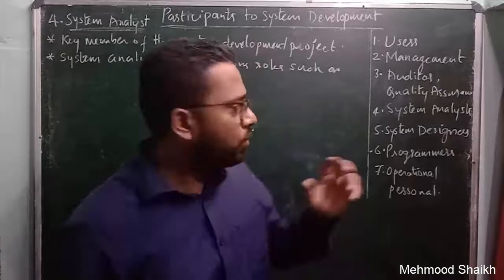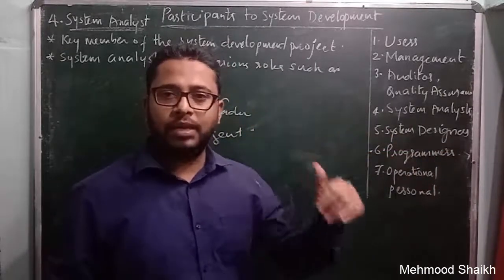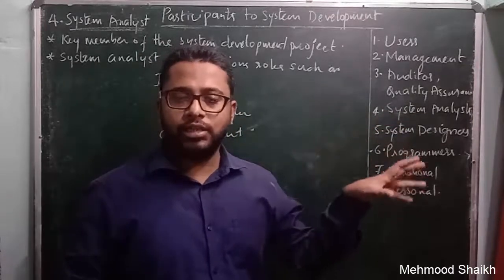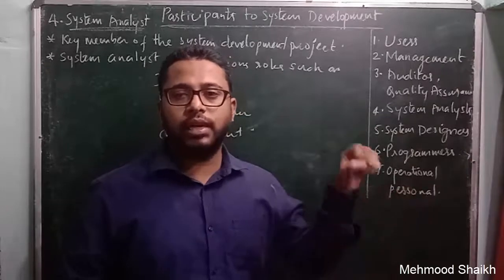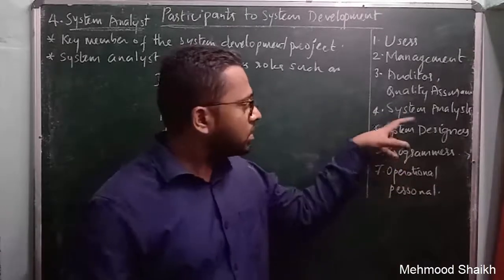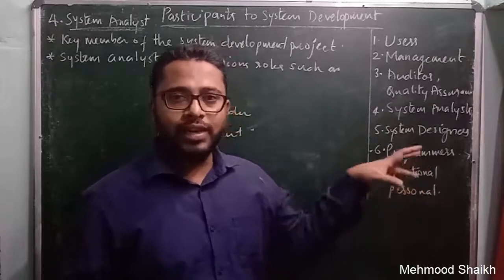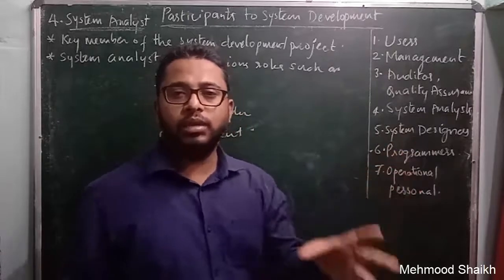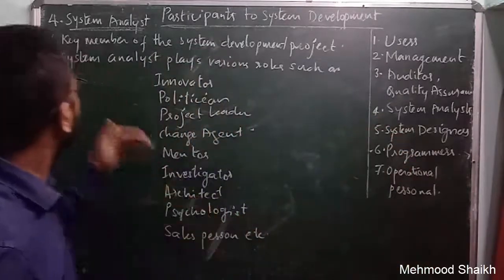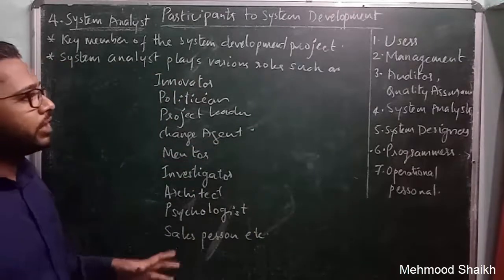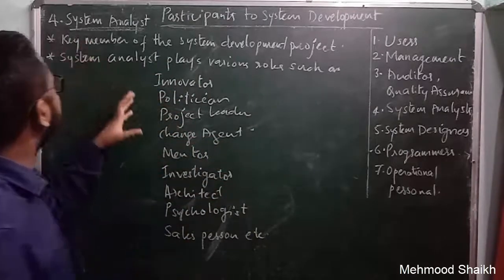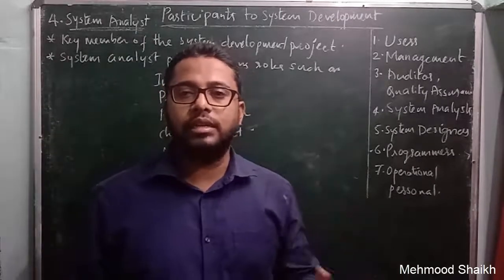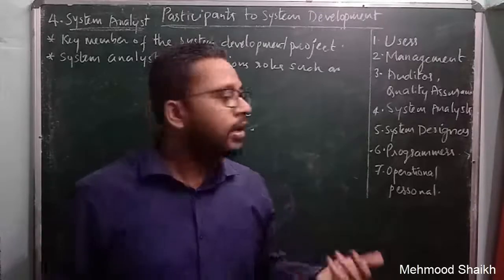Now we will see the fourth type of participant who takes part in system development: the system analyst. He or she is one of the most important participants in system development, because the system analyst's responsibility is to interact with each and every one of these types of participants throughout the development. Here I have listed some points regarding the system analyst. The system analyst is a key member of the system development project. Yes, this is the most important role in the project.